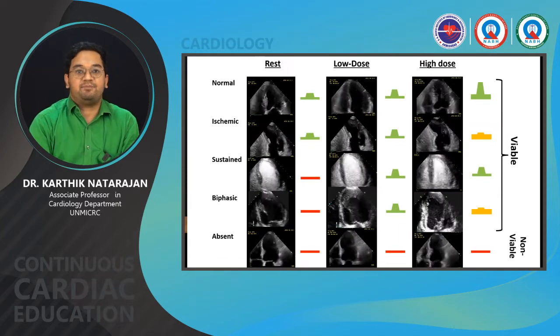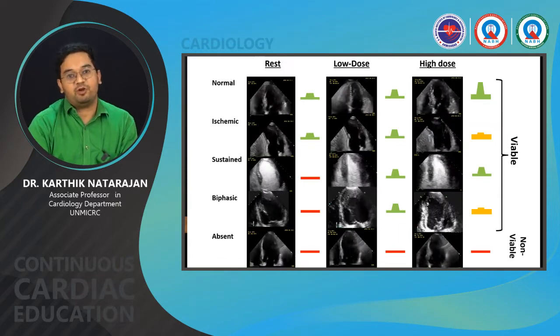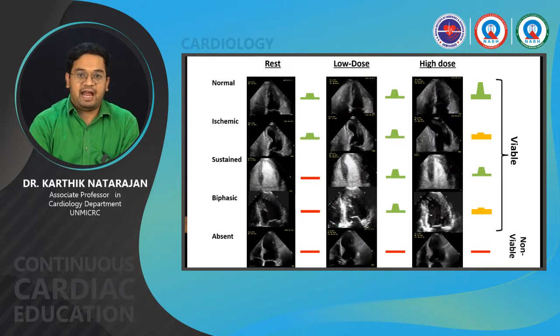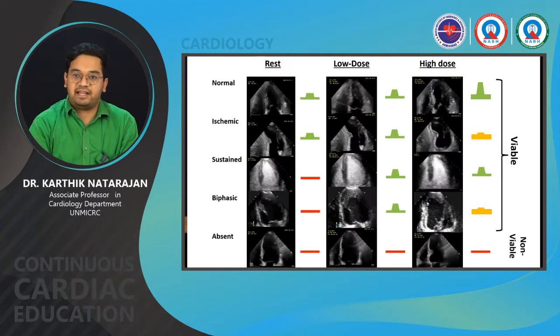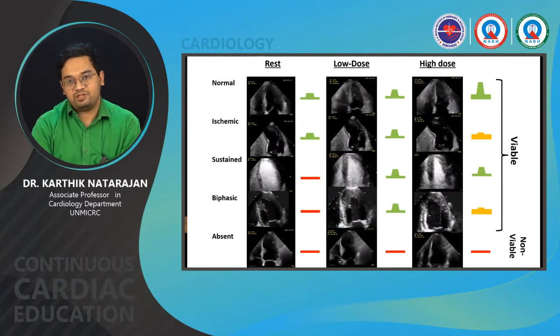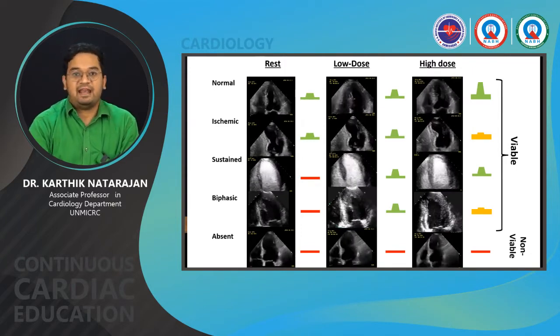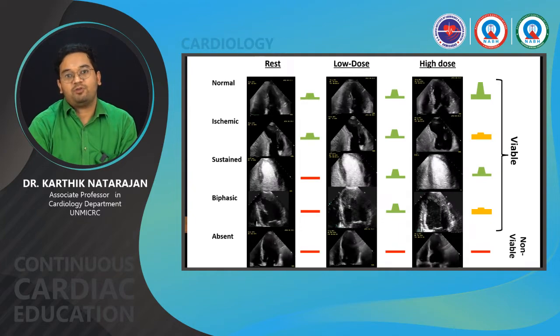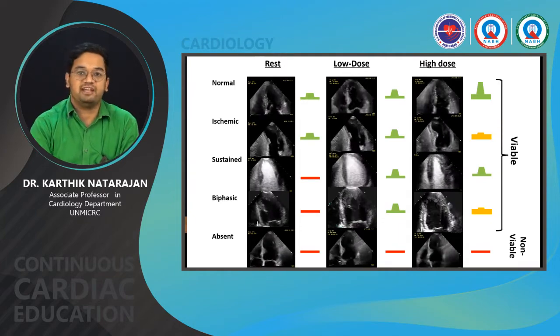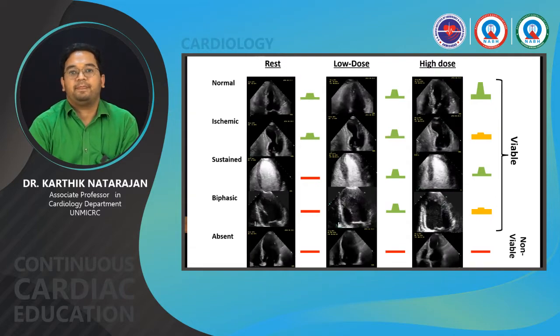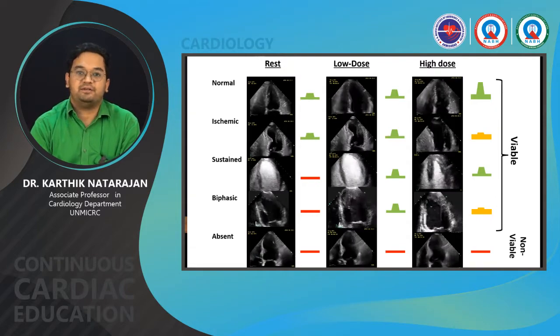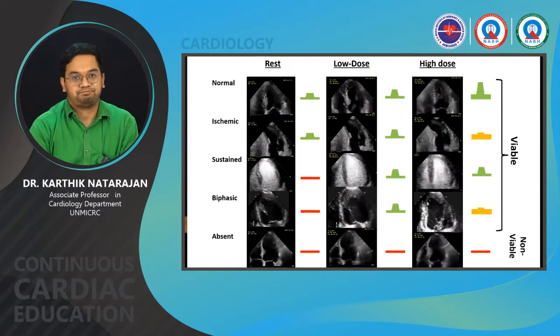In the biphasic response, initially the wall motion abnormality is present. At low doses, there is an improvement in the contractile response, and at high doses, there is again a fall in the contractile response, or the wall motion abnormality starts becoming worse. And at rest, if there is a wall motion abnormality which does not improve with low and high dose, it indicates non-viable myocardium. You will be able to appreciate it better in this slide.